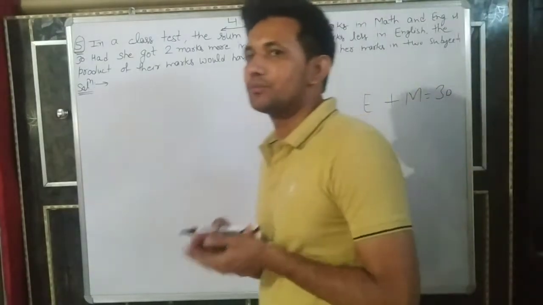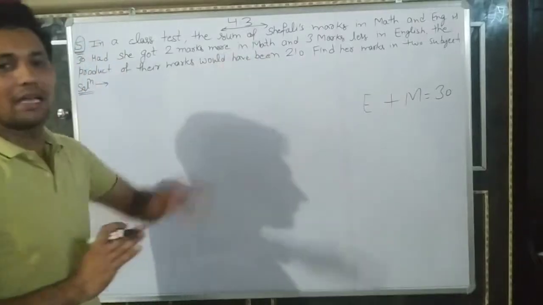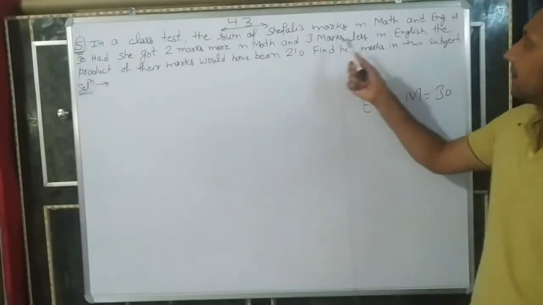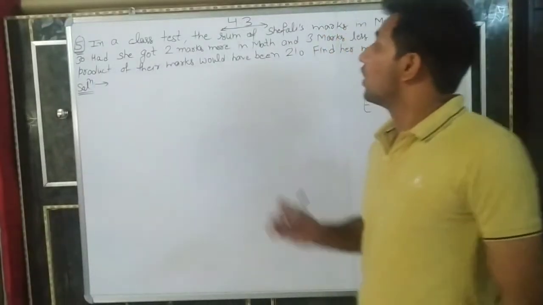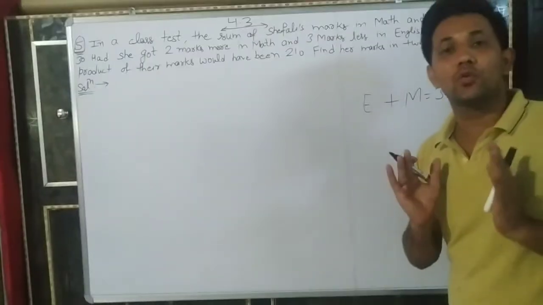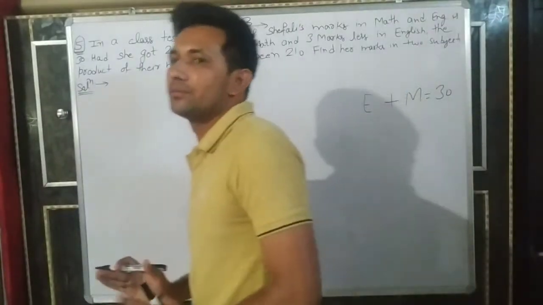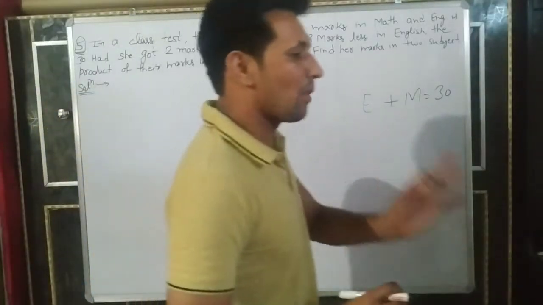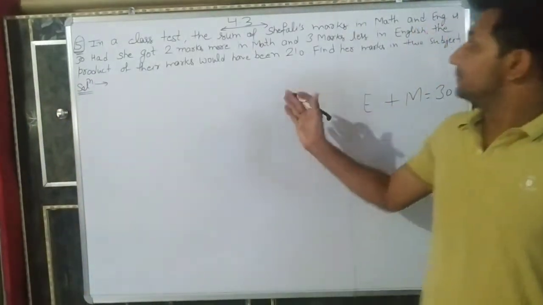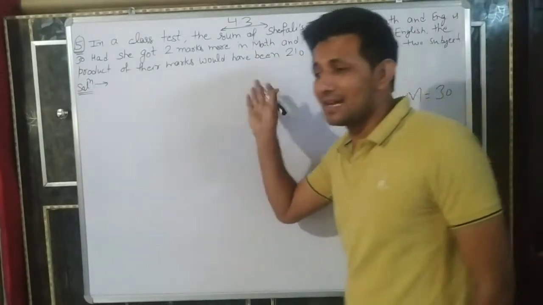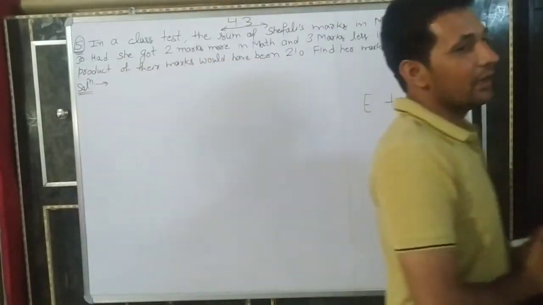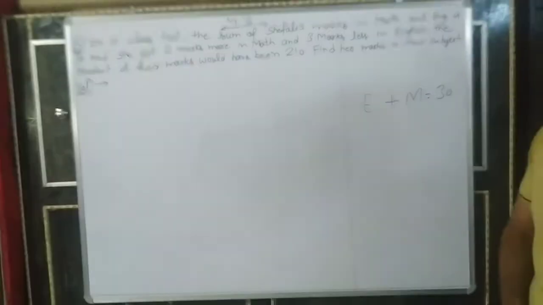Had she got 2 marks more in math and 3 marks less in English, then the product of their marks would have been 210. If she had got 2 marks more in math and 3 marks less in English, and the product of their marks would have been 210, then find her marks in 2 subjects.